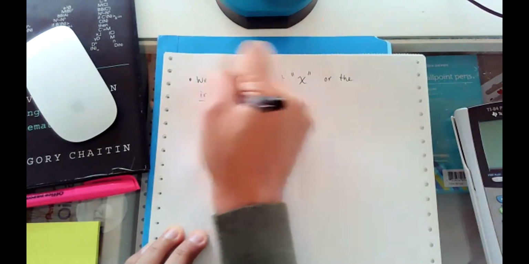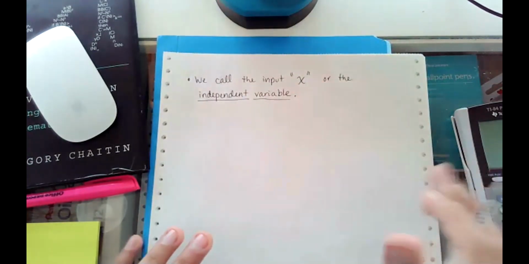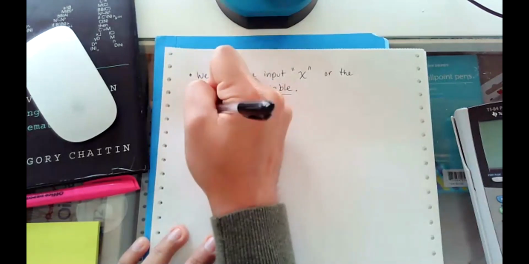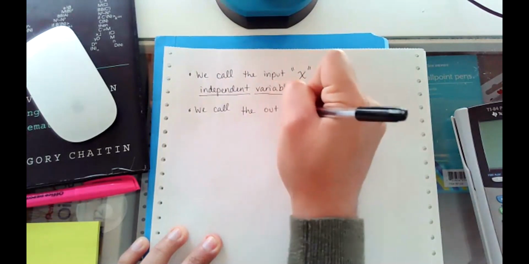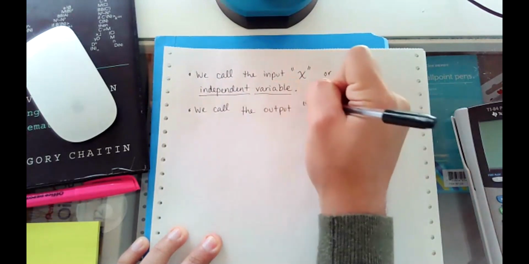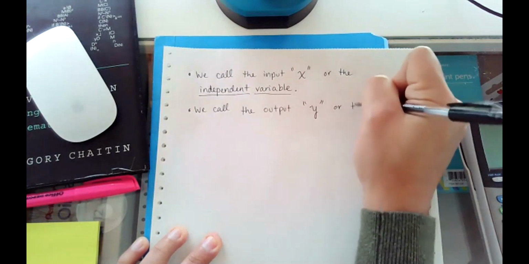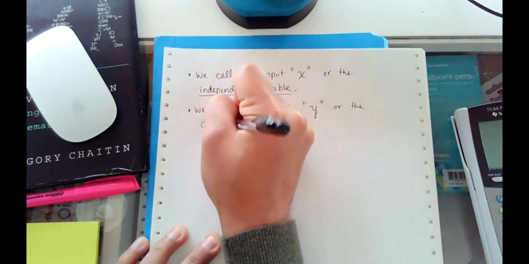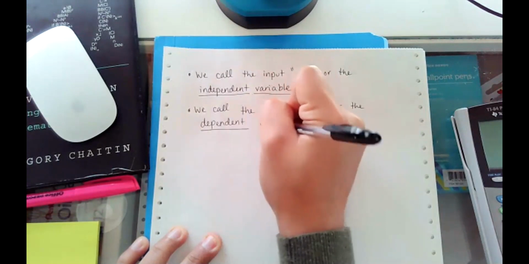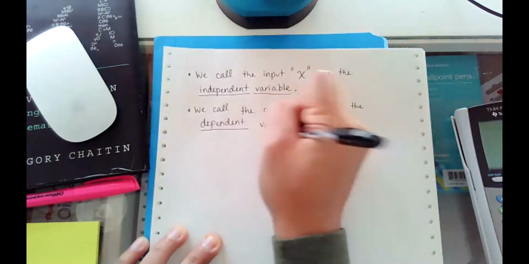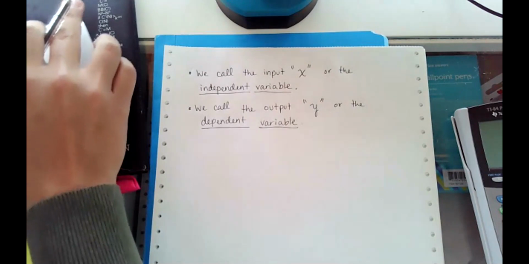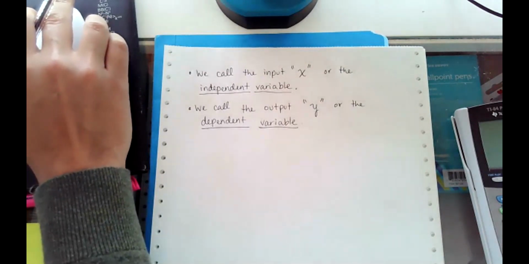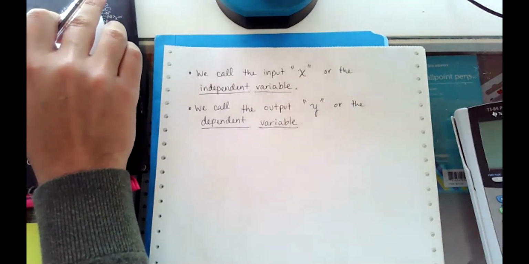Because we sort of chose them randomly and independent of whatever the value of y was. We then call the output y, or the dependent variable, because again, the expression that contains the value x is what determines the value of y. So y is dependent on x. Okay.